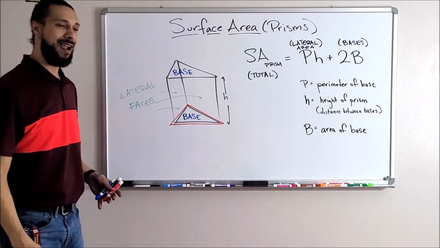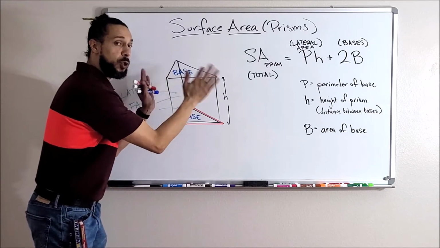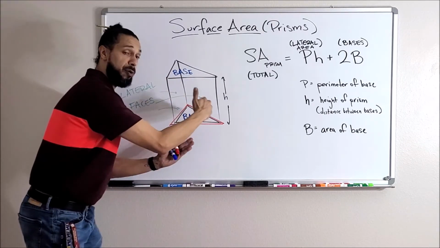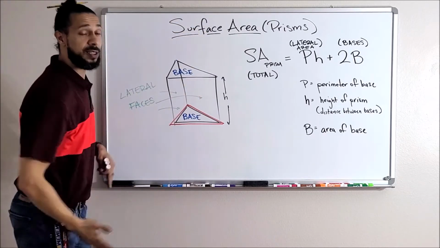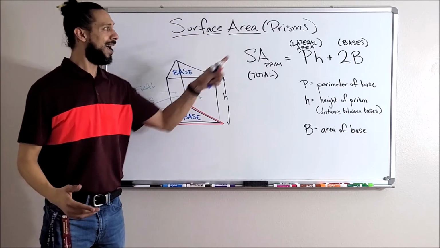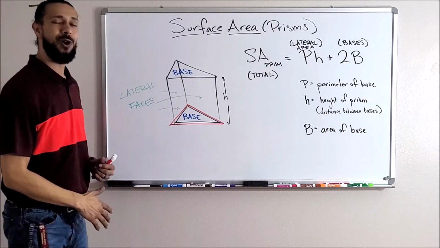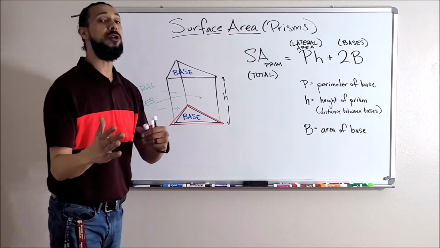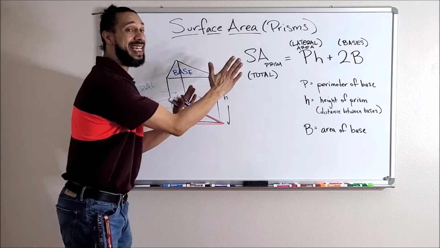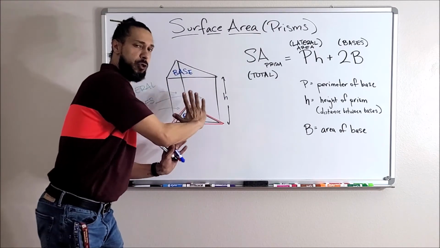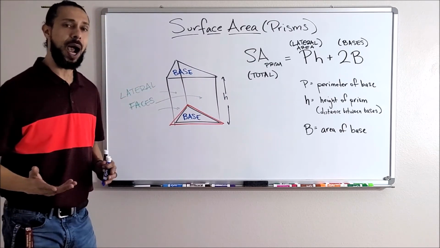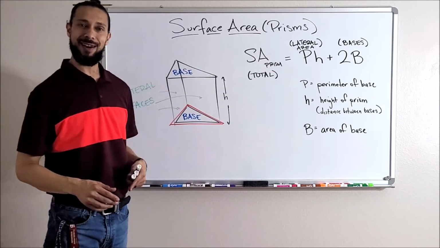Once I have the area of those lateral faces, because I took that perimeter and pulled it up through the height, I slap a base on the bottom and a base on the top, and you've got the total surface area. Depending on the problem, you may need just the lateral area, or you may need one base or two. So pay close attention to your problems, but everything you need is right there.